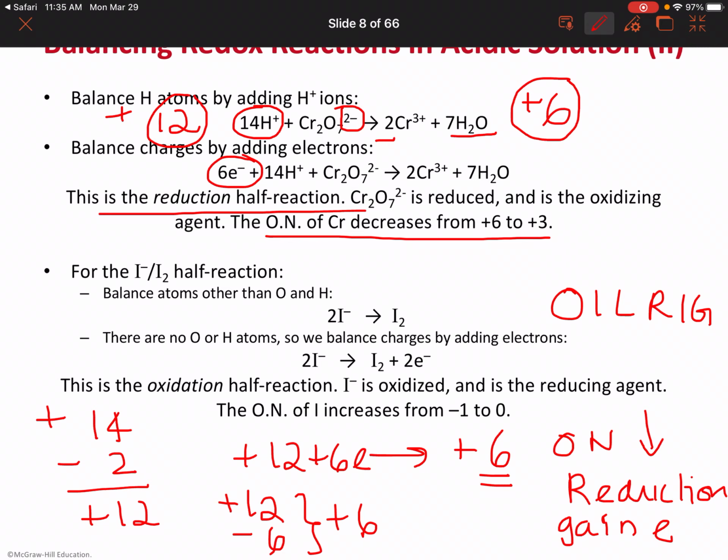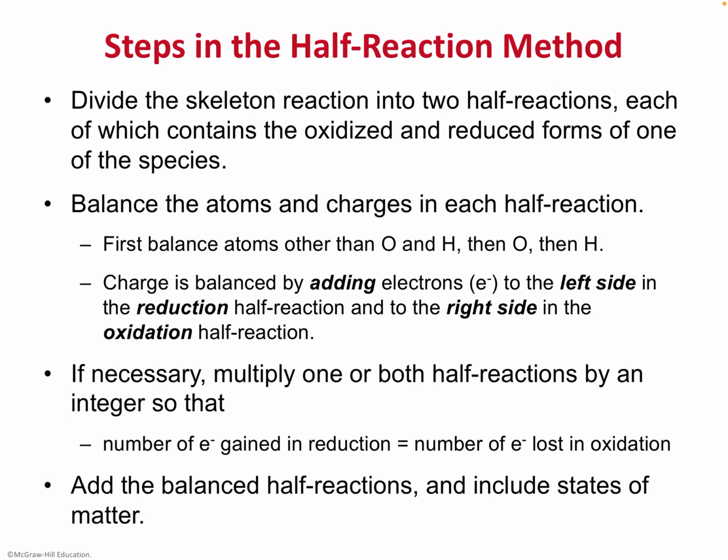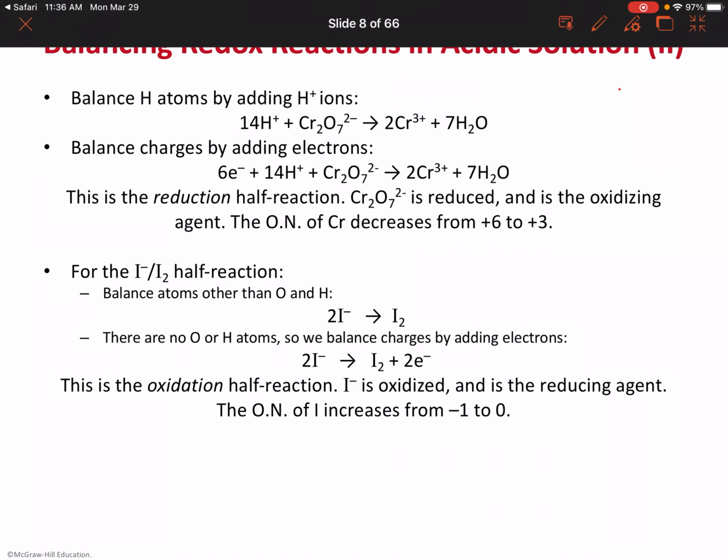The oxidation number decreases from plus 6 to plus 3. That is for chromium. I was explaining the whole process, but if you look at the chromium, it is going from plus 6 to plus 3. Now, what does it mean? It goes from plus 6 to plus 3. Remember how we calculated oxidation numbers. Let me remind you about it.